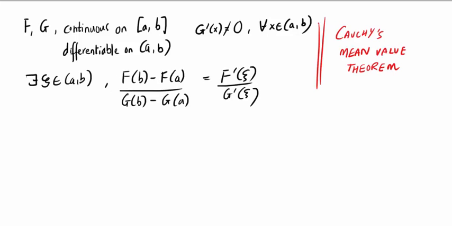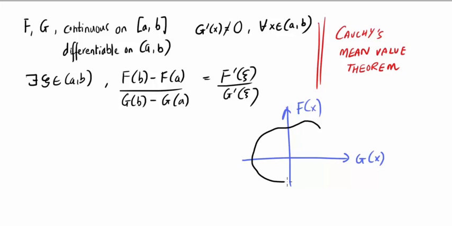We won't prove this theorem, but we'll look at a geometric interpretation. What we'll do is plot f of x on the vertical axis and g of x on the horizontal axis. Then, as x changes, both f and g change, and the coordinates of f against g follow a meandering path through the plane.